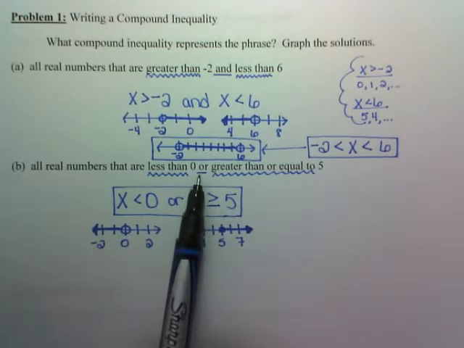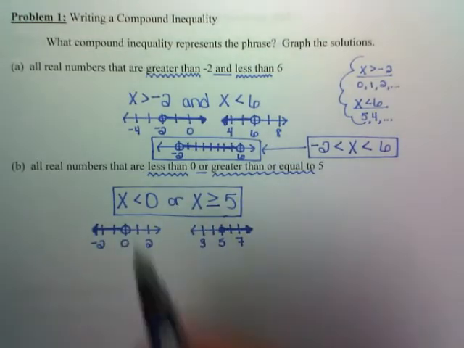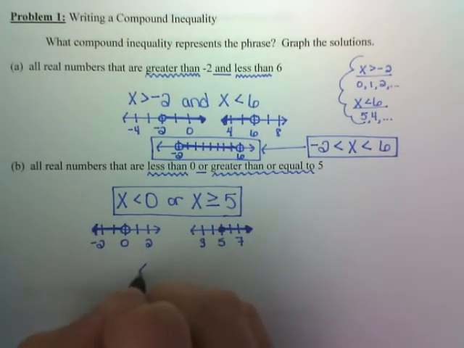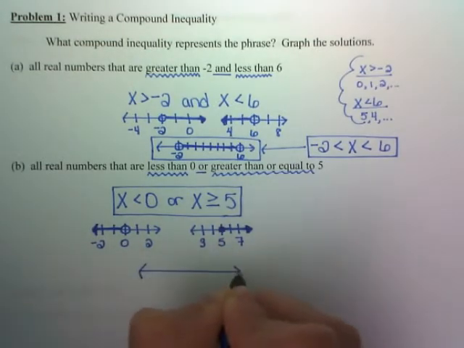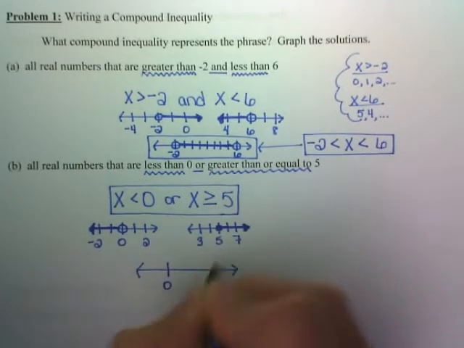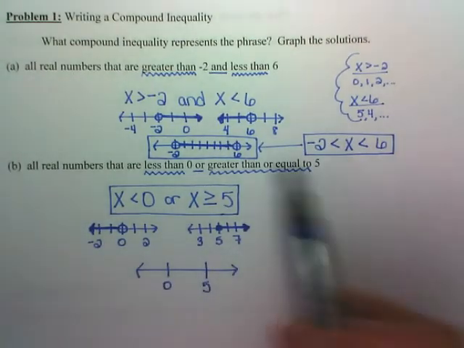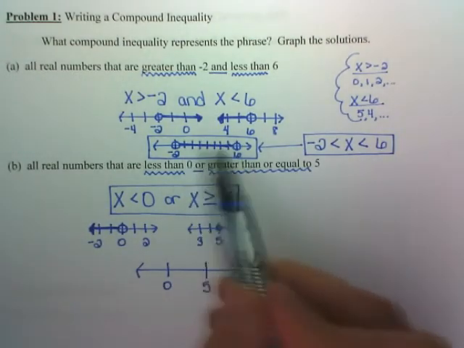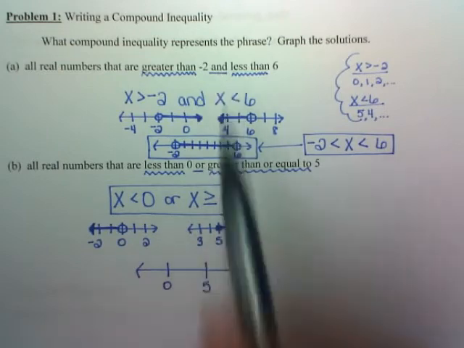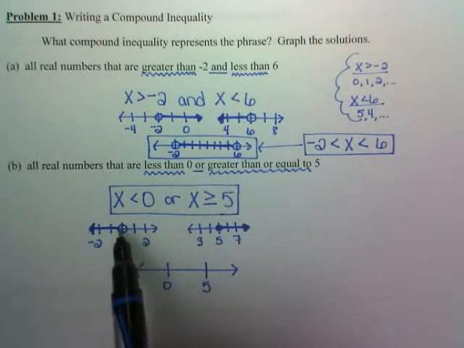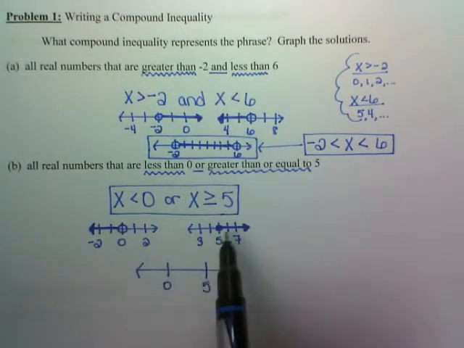And with or statements, we just take each of the graphs and we put them on the same number line. So again, I've got a 0 as my starting point for this graph, and I have a 5 for my starting point for that graph. Now be careful because up here when I did that, I shaded everything inside because I wanted and. This one is or. I just basically copy this graph here and copy this graph here.